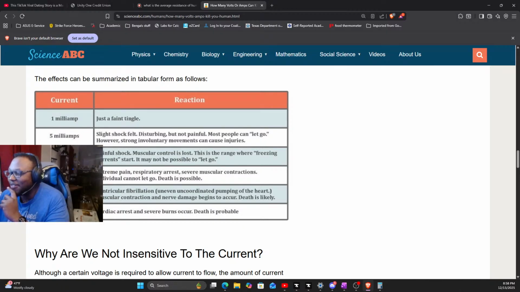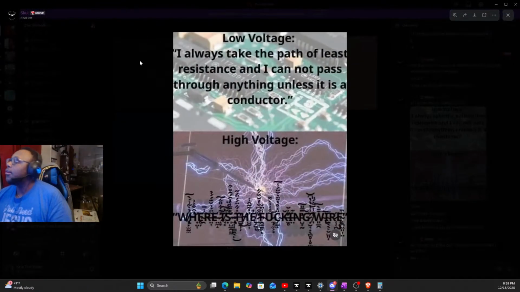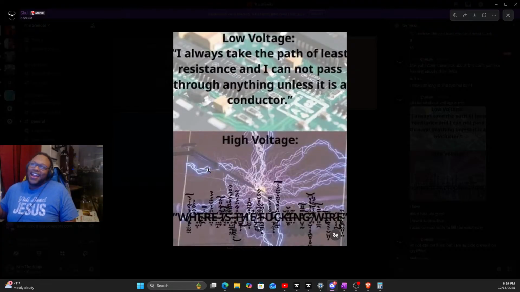I like the meme that Skull put in the Discord. That's a pretty good meme. Explain it to me. I am looking at your screen right now. Let me see if I can pull this over. Low voltage: I always take the path of least resistance, and I cannot pass through anything unless it's a conductor. High voltage: arcs through the air.